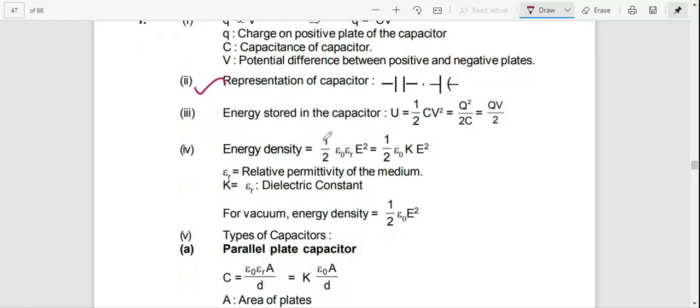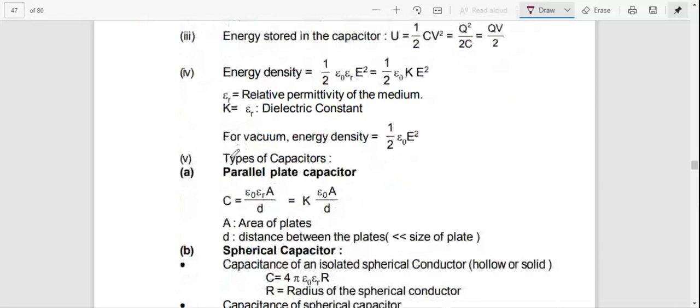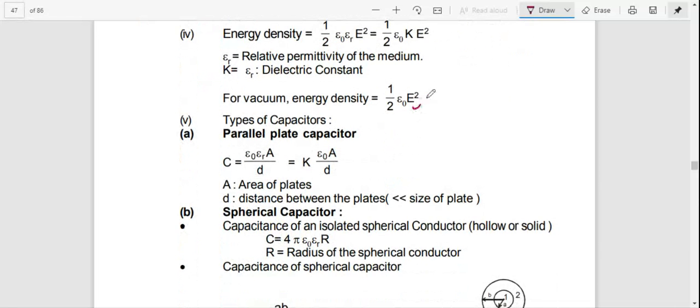And next, energy density is equal to half epsilon naught epsilon r E square. Also, when they have given dielectric medium, we have to use half epsilon naught K into E square. Then for vacuum, energy density is equal to half epsilon naught E square.